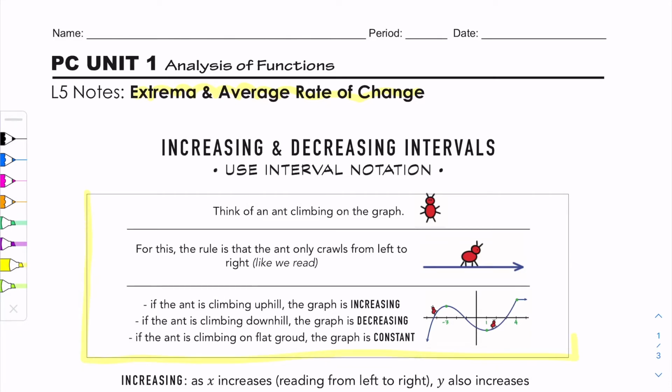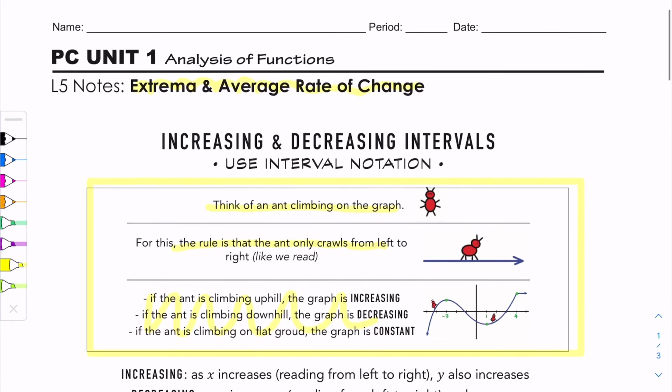And inside this box right here, it's just a helpful graphic to help you visualize what increasing and decreasing intervals are. So I had mentioned that we're going to think of an ant climbing on a graph, and the ant is going to climb from left to right, so it's always going to start on the left side of the graph. And then right here, this is the important part. If the ant is climbing uphill, it would be an increasing interval. If the ant is climbing downhill, then it would be decreasing. And if it's on a flat surface, then it's constant.